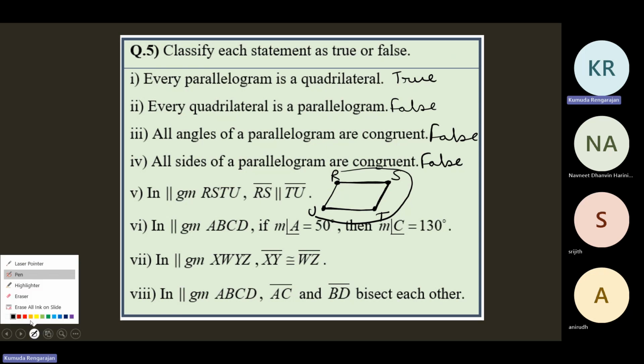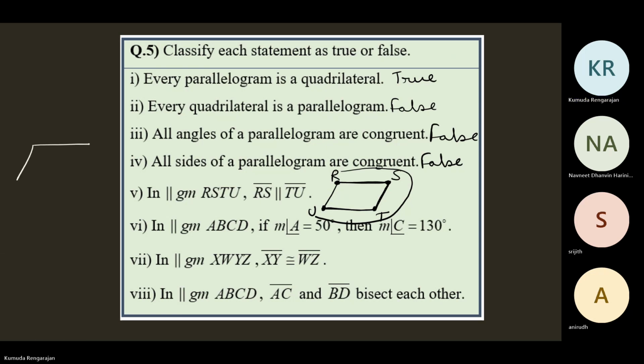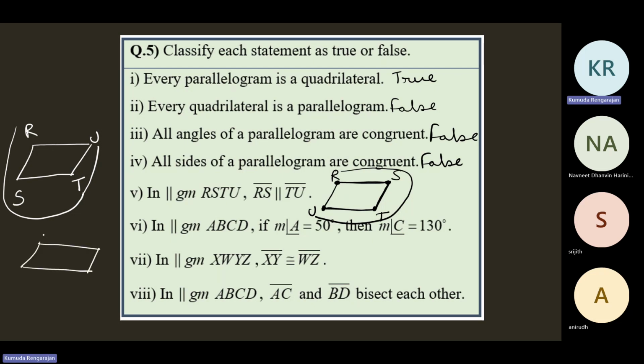Or if you mark like this, R, then S here, then this one is T, and then this is U. If you mark like this, you will not answer it correctly. If you mark R, S here, and T here and U here, this is wrong.